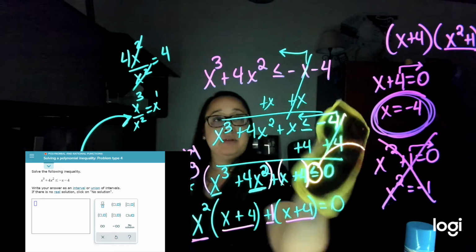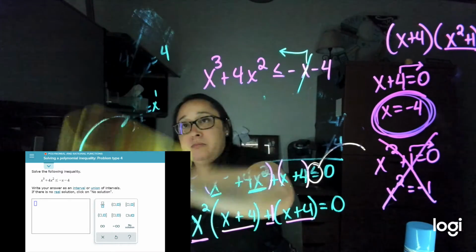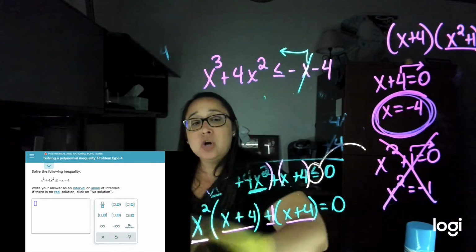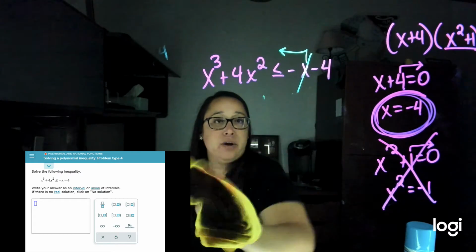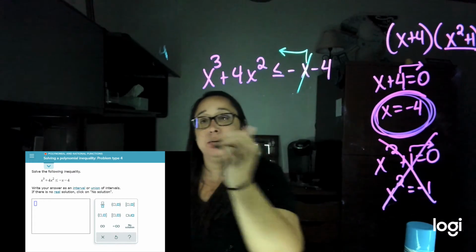So let me erase some things here. Let's make some room. So what I'm going to do at this point, and I'm going to leave that there, is draw a number line.